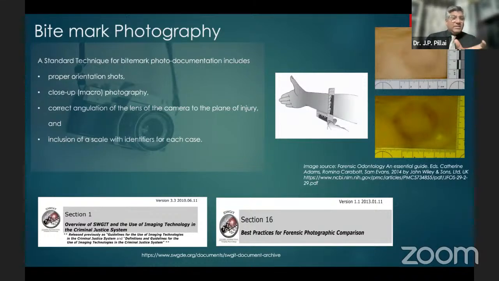Now, when we are taking this bite mark photography, the standard protocol includes the proper orientation of the scale. If you remember that ABFO scale which I showed earlier, there were three rings there. You can see from here. Okay. So now you orient your camera or your lens exactly perpendicular to that particular scale, and the scale also should be placed on the same plane as the bite mark.